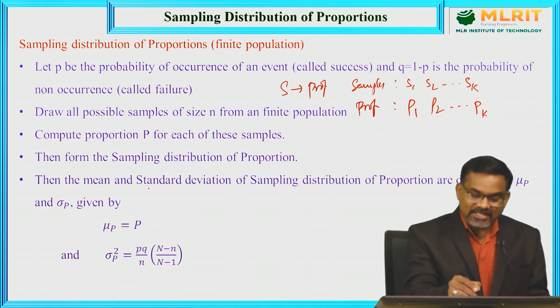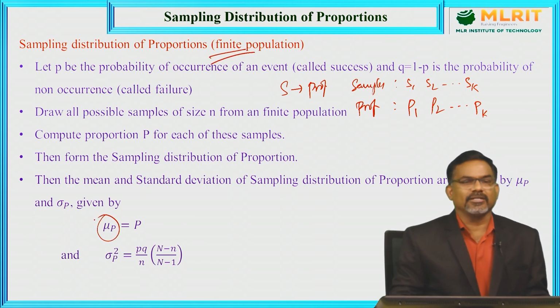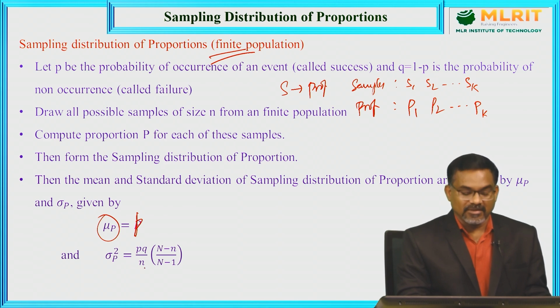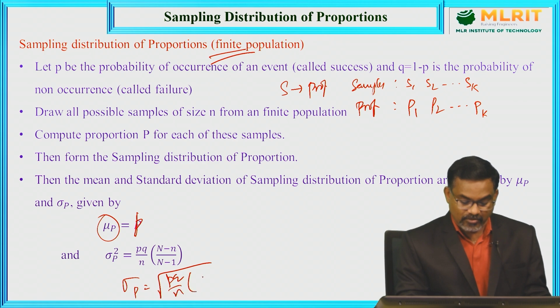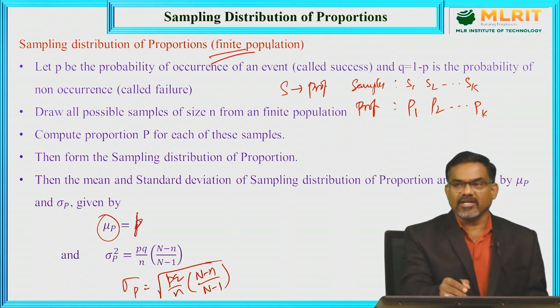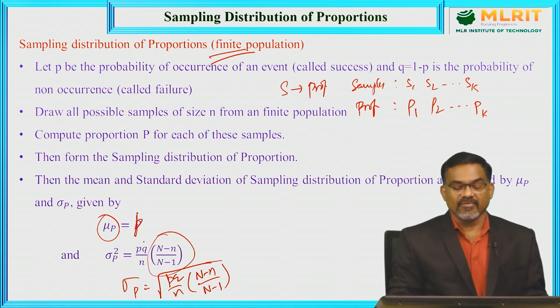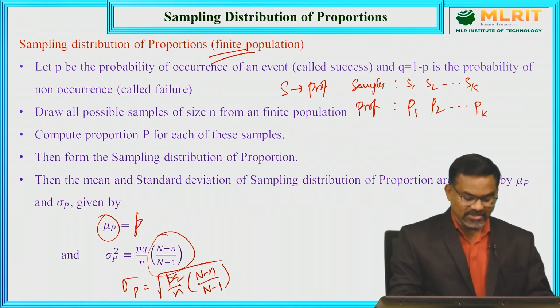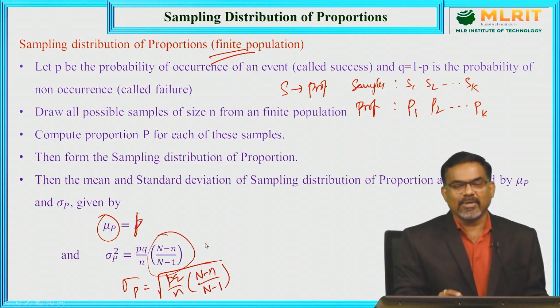Then in this case, the finite case, the mean of the sampling distribution of proportions is again equal to the population proportion, and the standard deviation sigma p is the square root of PQ by n into the finite population correction factor. Since it is a finite population, this factor comes into the picture, whereas in the previous case, the infinite population, it is simply square root of PQ by n. So, these are the two different cases in the sampling distribution of proportions for finite and infinite samples.